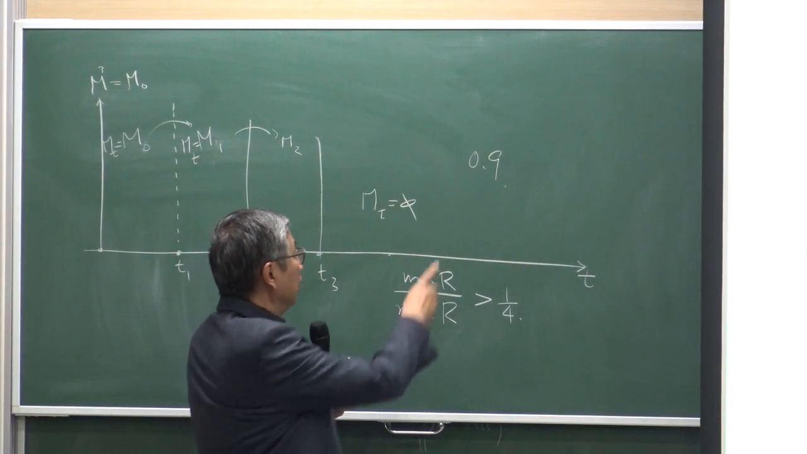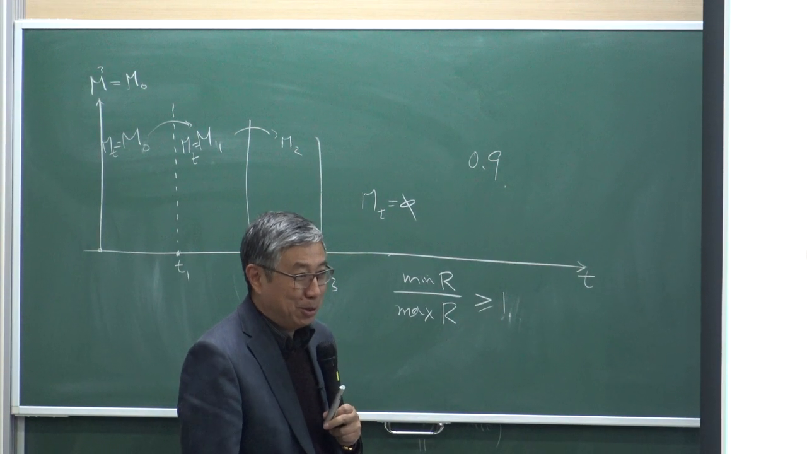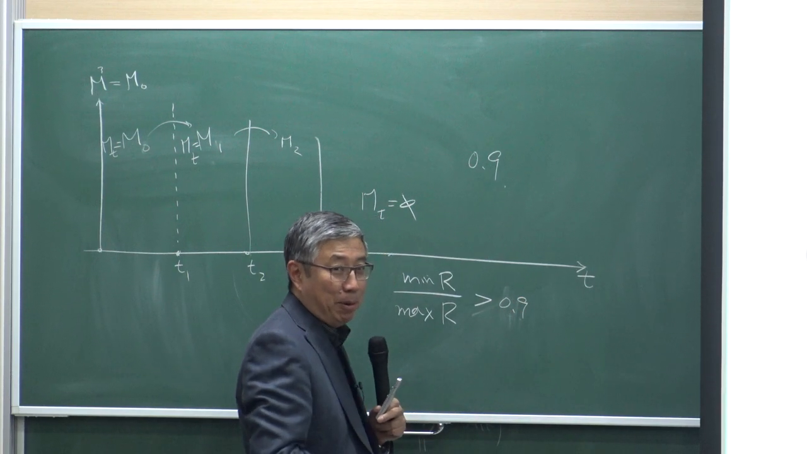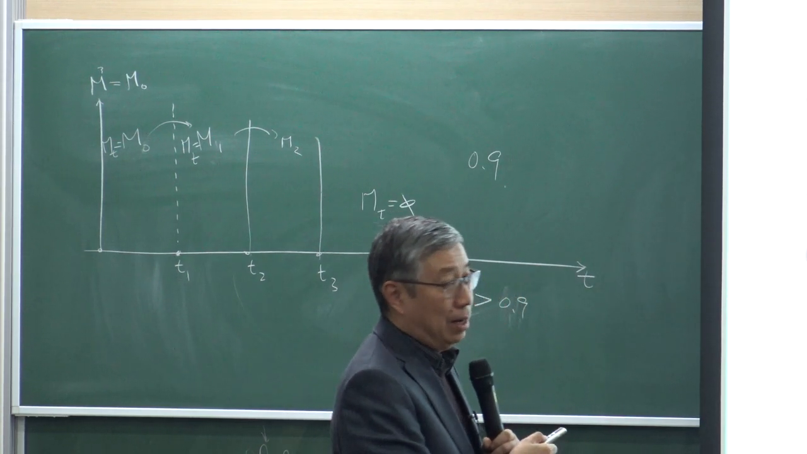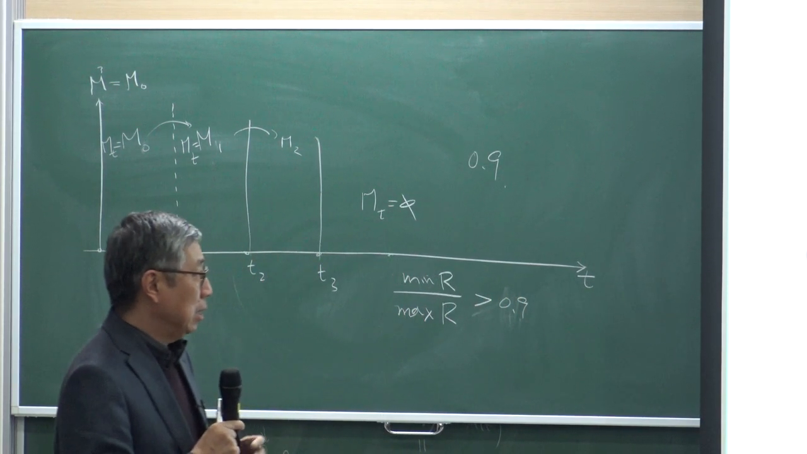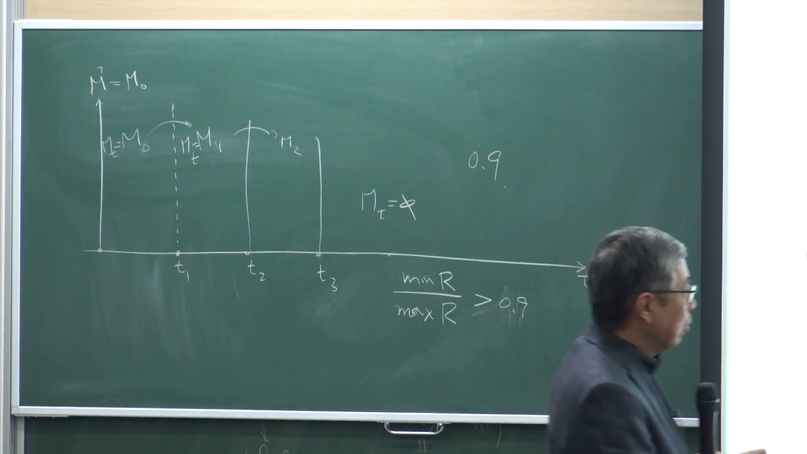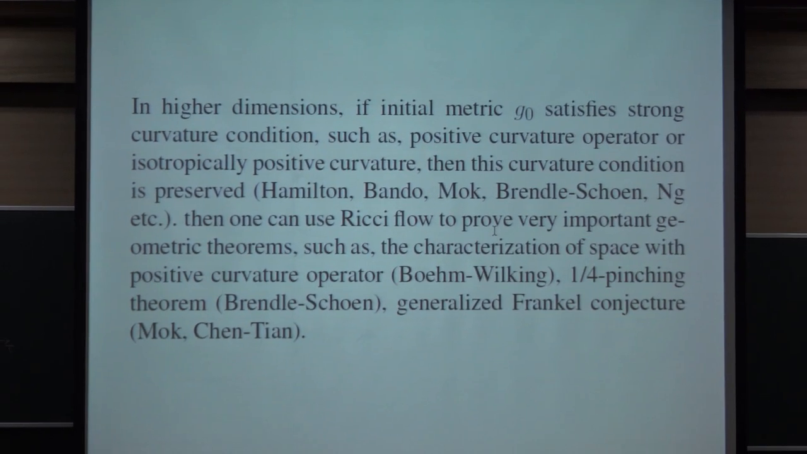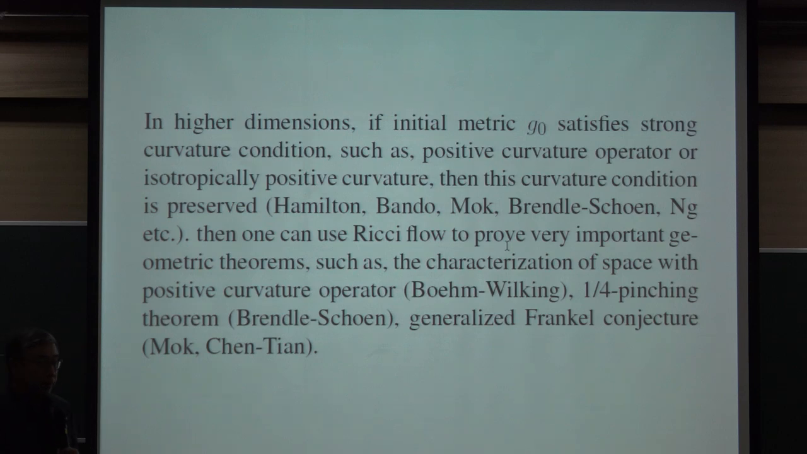Okay. So of course, if it's one, it's already constant curvature, right? And the previous results probably proved 0.9, or improved to 0. something. Okay. So it's certainly far away from this quarter pinching. And also it generalizes the Frankel conjecture, which is by Mok and by myself and Gu. Okay. So this is in high dimension with curvature conditions.